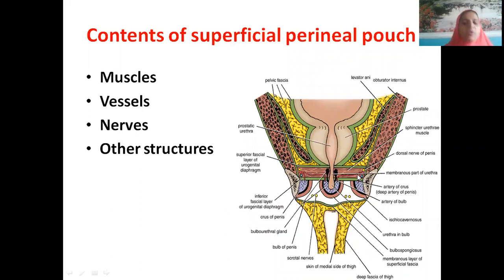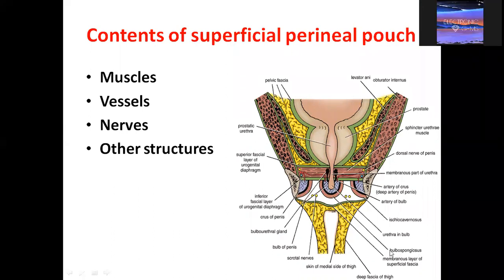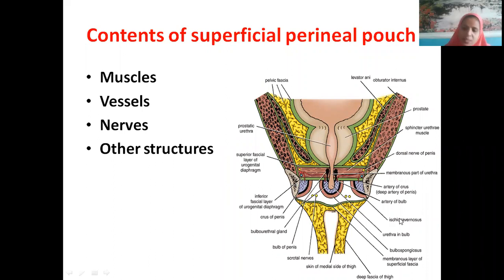Okay, but before we go to the deep perineal pouch, let us see what are the contents of the superficial perineal pouch. Name the muscles. Bulbospongiosus. Very good. And ischiocavernosus. Excellent. Okay, bulbospongiosus and ischiocavernosus are the muscles. Okay, we will also find vessels.